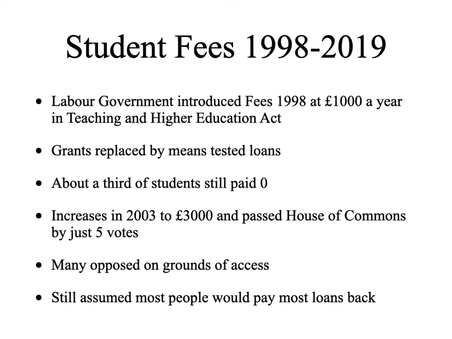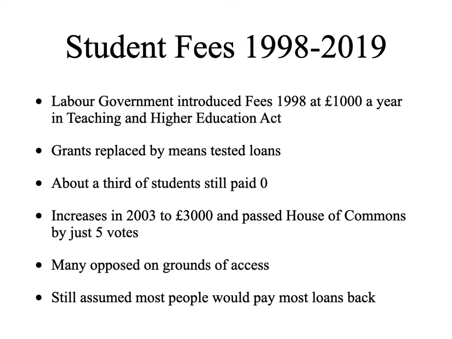So where we left it is that student fees had been created by the Labour government under Tony Blair and Gordon Brown at £1,000 a year in 1998. But 5 years later, in 2003, the Labour government came back and increased those fees 3 times, from £1,000 to £3,000 a year. And that vote passed the House of Commons by 5 votes, 316, 311. And this at a time when the Labour government actually had a majority of 161.